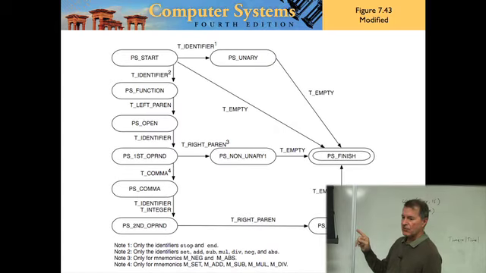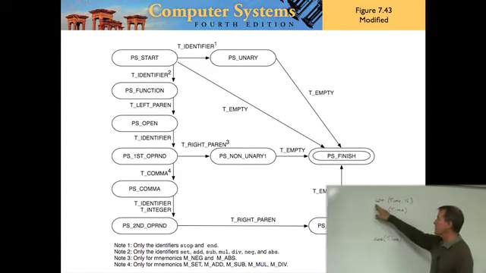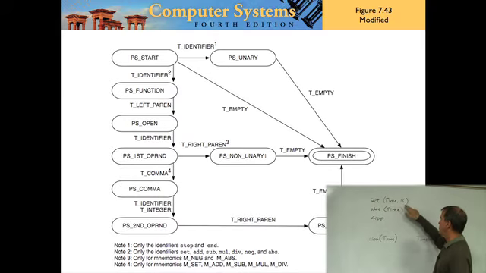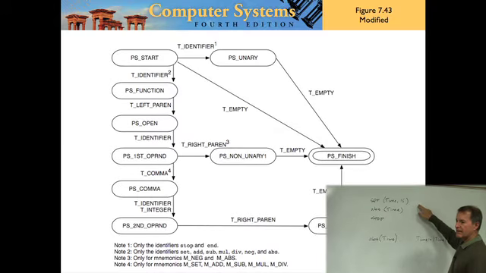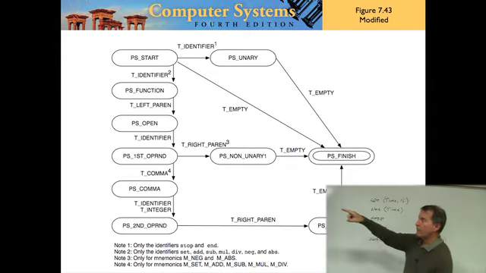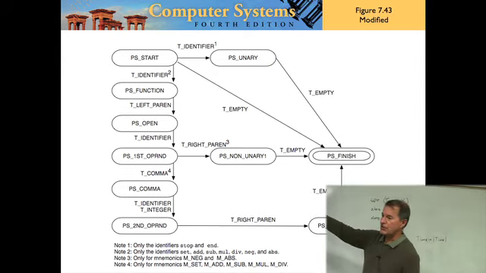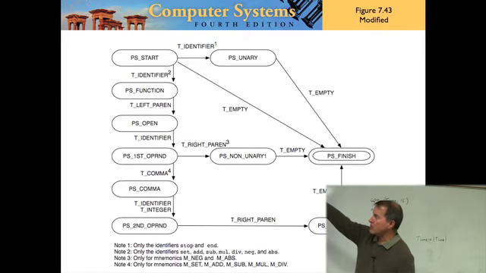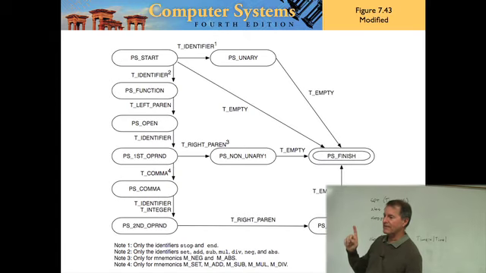PS stands for parser state. As you scan tokens, boom, boom, boom, boom, the very last token that you scan at the end of the line is the empty token. That's always the token you scan at the end of the line. That means that for your PS finish, no matter what, you have to have a transition on T empty to that. So that's rule number 1.